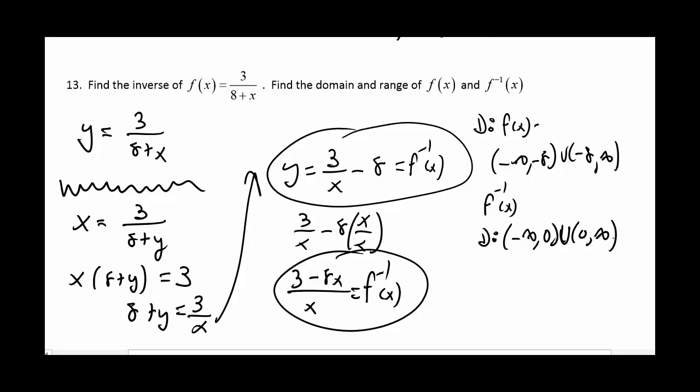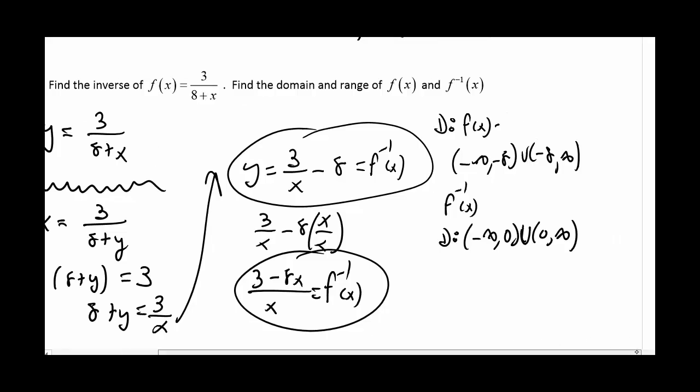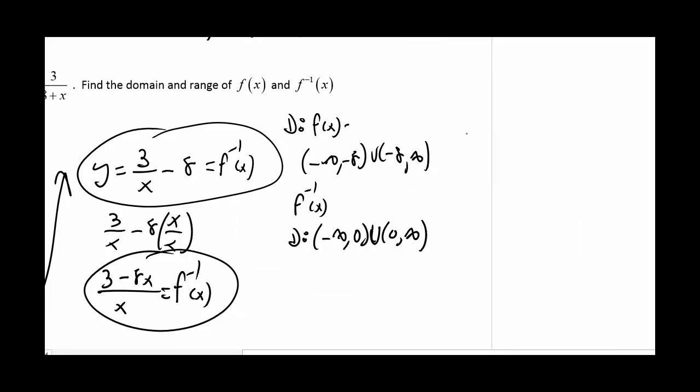Okay. Now, interestingly enough, our domain and range are inverses of each other, right? So that means they just switch places. So my range then for my original function is going to be the domain of my inverse. And then my range of my inverse is going to be the domain of the original.